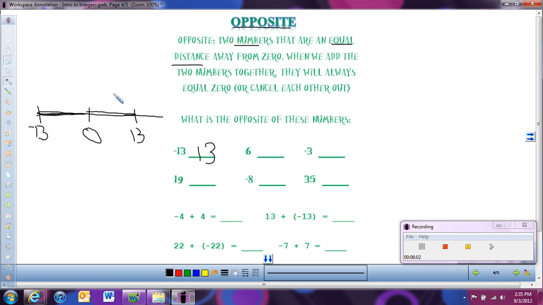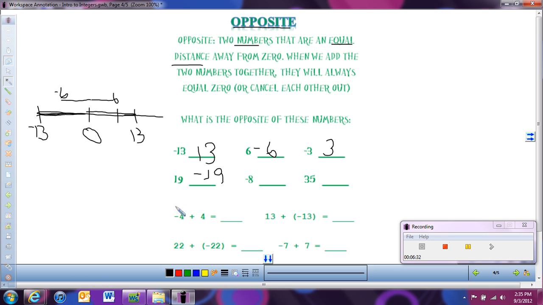For 6, here would be 6 over here. 6 is 6 units away from 0. What other number is 6 units away from 0? And obviously that would be negative 6. So opposites are just a number and a negative number and its absolute value, or just the opposite of each other. Hence the term opposite. So the opposite of negative 3 would be 3. The opposite of 19 is negative 19, and so on.